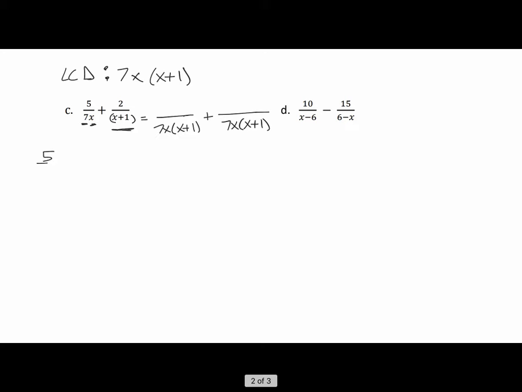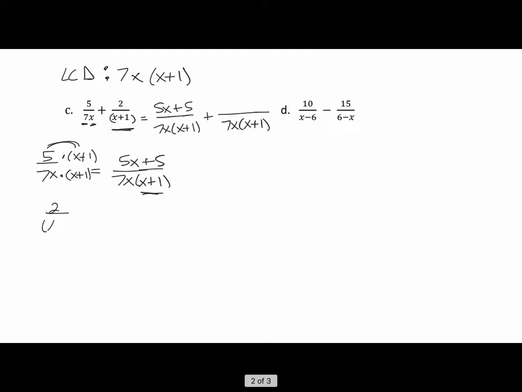So let's start with the first expression. 5 over 7x, I need to have 7x times x plus 1. So I'm missing a factor of x plus 1. Let's multiply that to both the numerator and the denominator. And since this is the first term in the sum, I'm just going to go ahead and distribute. So 5 times x is 5x, and 5 times 1 is 5. So we have 5x plus 5.